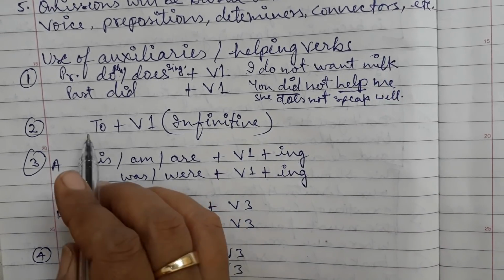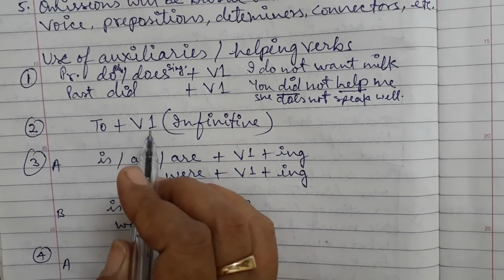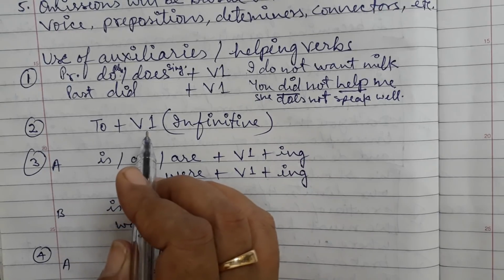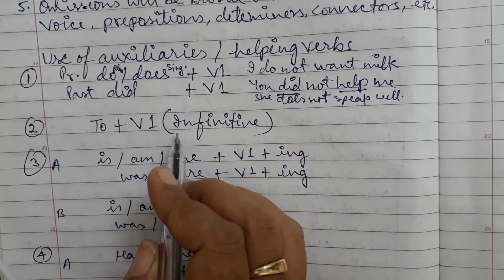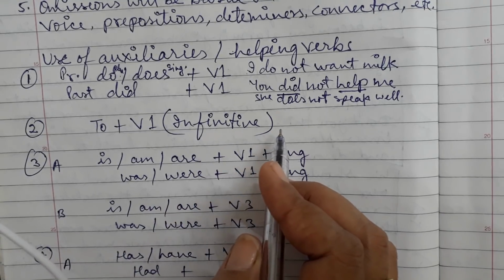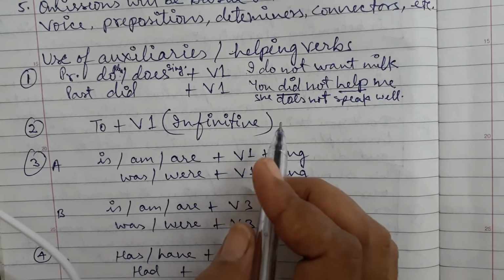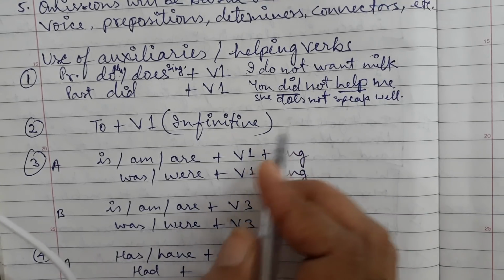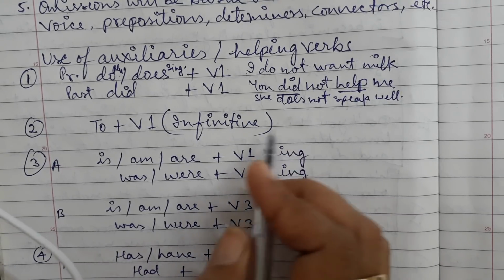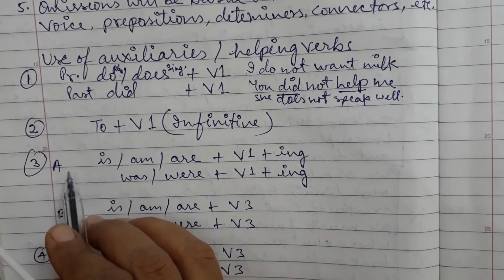Second rule, with to we always use the first form of verb. If any verb is given with to, it will always be the first form of verb, and this is the case of infinitive. For example, I do not want to go there. So to plus first form of verb: to go, to sleep, to study. I go to school to study. Let us come to the next rule.